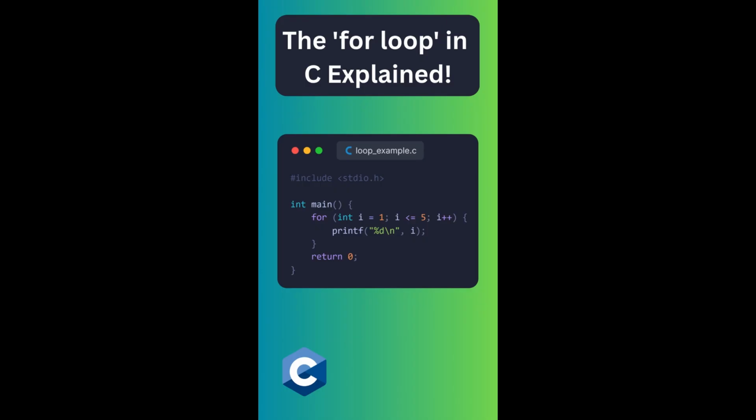Let's see it in action. We start with i = 1. The loop runs while i is less than or equal to 5. Each time we print the value of i and then increase it by 1. So it prints numbers 1 through 5.